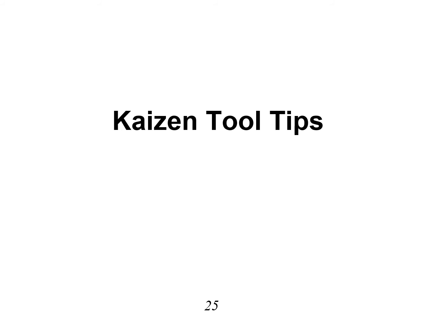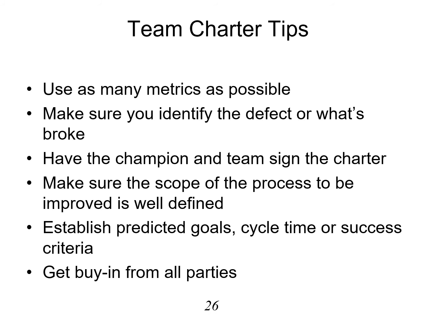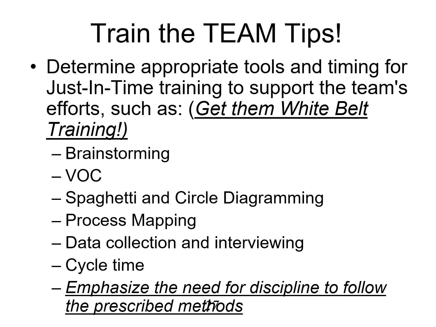Kaizen tool tips that seem to work for me. Hopefully it'll work for you. Use as many metrics as possible in your charter. Identify the defect and what's broke. Have the champion and team sign the charter. Make sure the scope of the process to be improved is well defined. Establish predicted goals, cycle time, or success criteria. Make sure you get buy-in from all the people on the team.